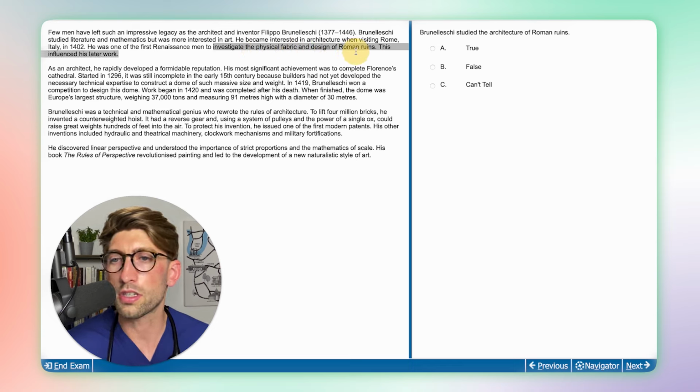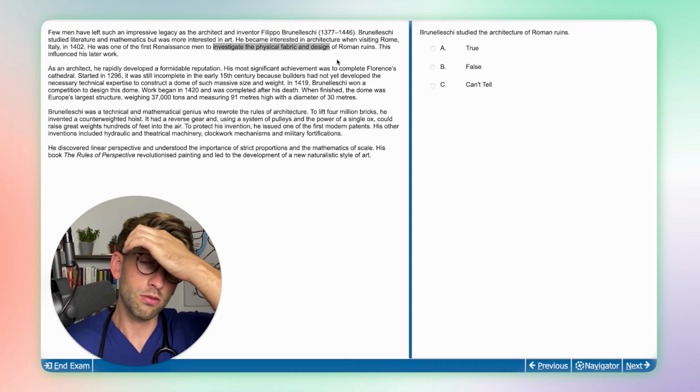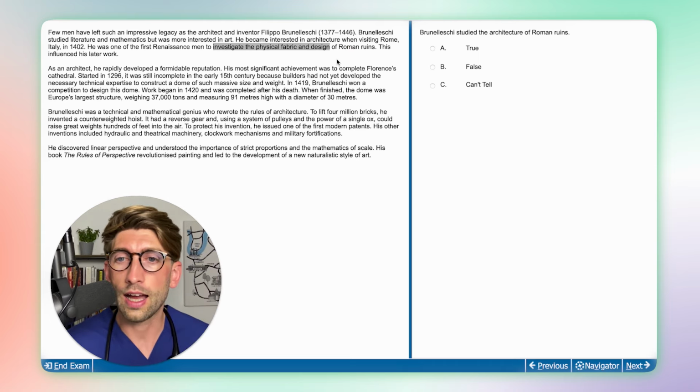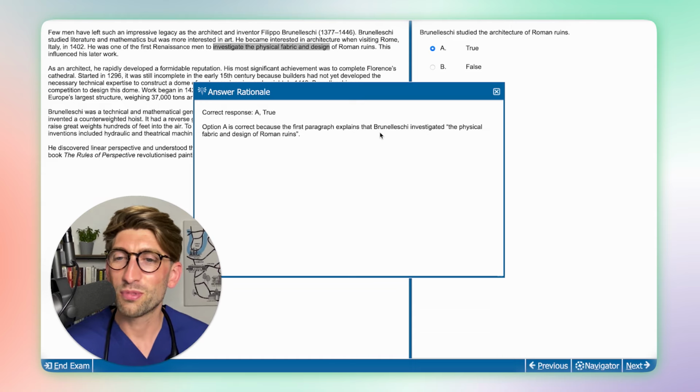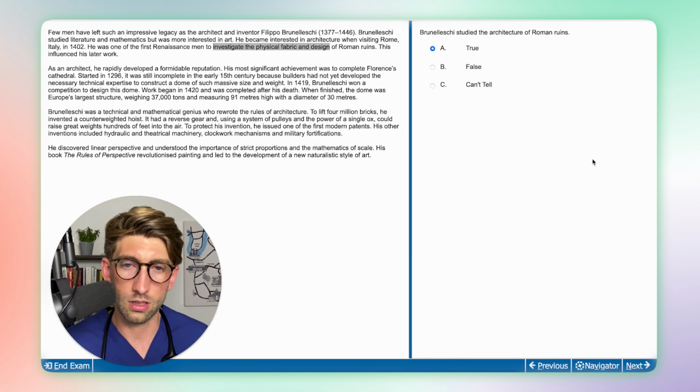This is what we'd call a synonym kind of question, where they are just using different words to say the same thing and trying to see if you understand the difference between the two. So I'm going to put that as true. Let's have a look. Okay. Option A is correct because the first paragraph explains that Brunelleschi, actually I know my Italian, CH is a K, Brunelleschi investigated the physical fabric and design of Roman ruins. Okay, perfect. So good. Well done.